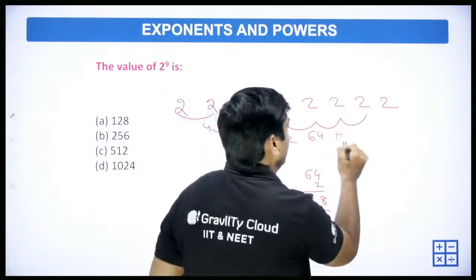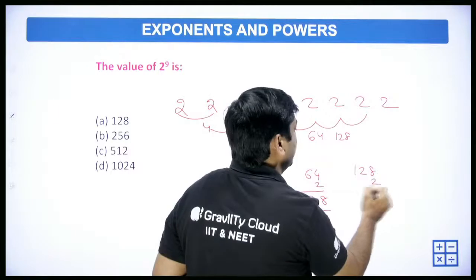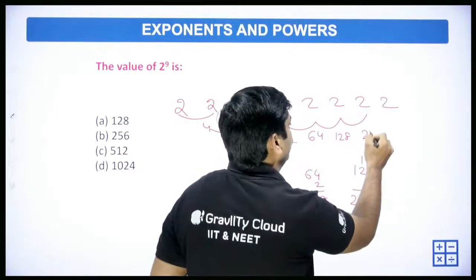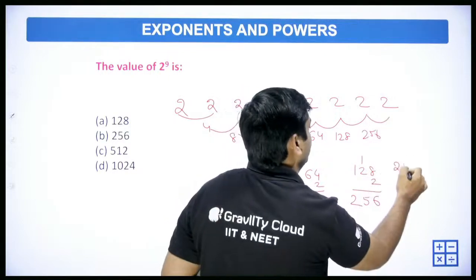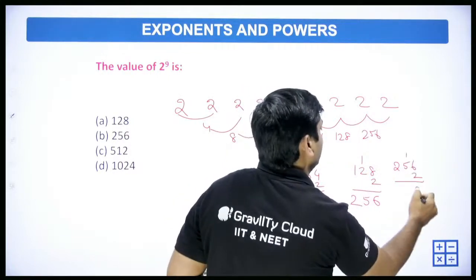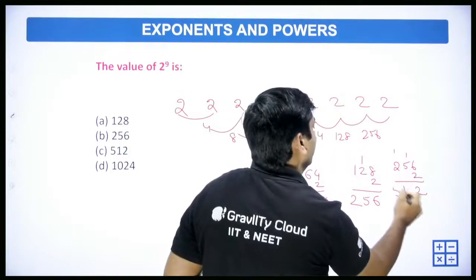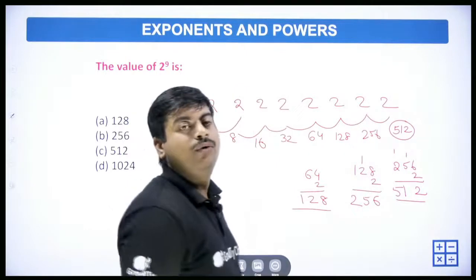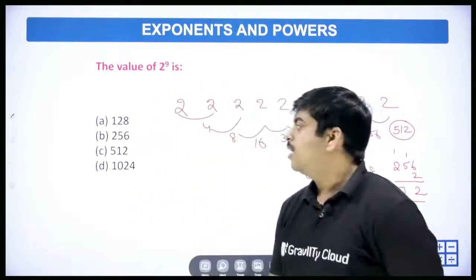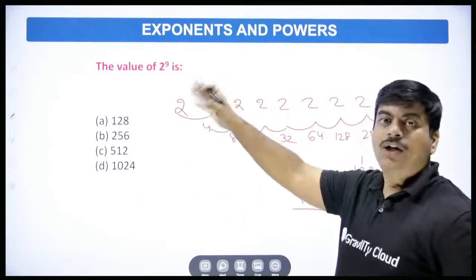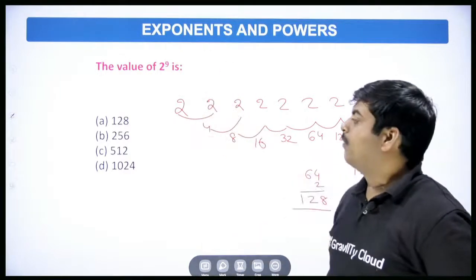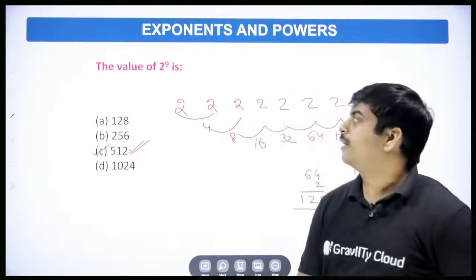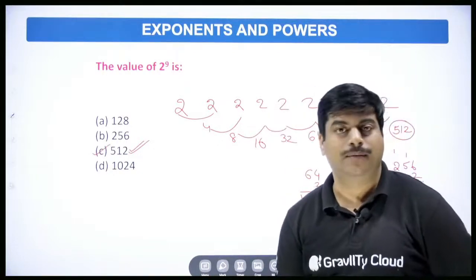128 into 2, 8 2s are 16, 2 2s are 4, 5, 2 1s are 2, so 256. And 256 into 2, 6 2s are 12, 5 2s are 10, 11, 2 2s are 4, 5. So it is 512. The value of 2 power 9 is 512.